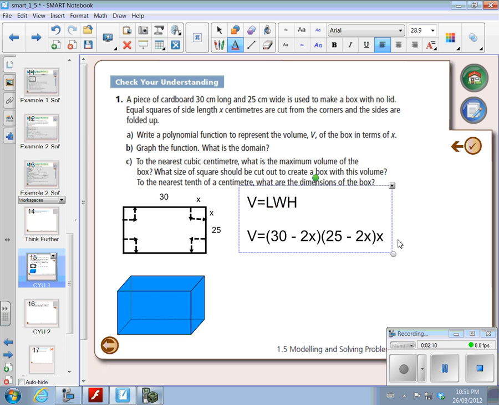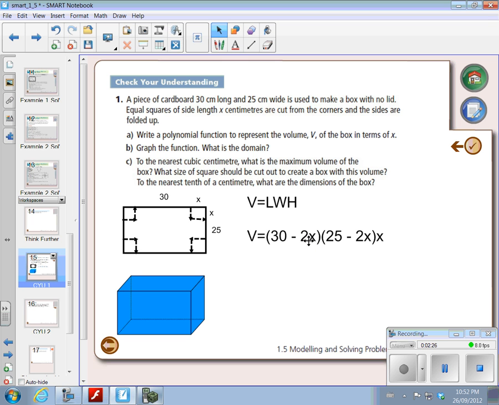Part B asks us to graph the function, and it states what's the domain. It would be a good idea perhaps to answer that question as to what the domain is before we graph it. If we look at this function, what values would make the binomial 0? Because those values cannot exist, as if we have a length and width of 0, we don't have a volume. So if you look at this first binomial, we can see that 30 minus 2x, the root for that would be 15. So you can't have a length greater than 15, because that would make this length negative.